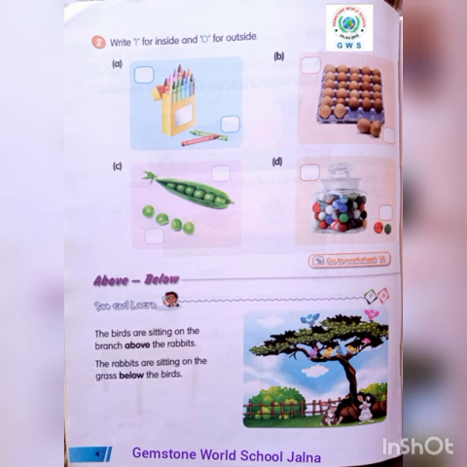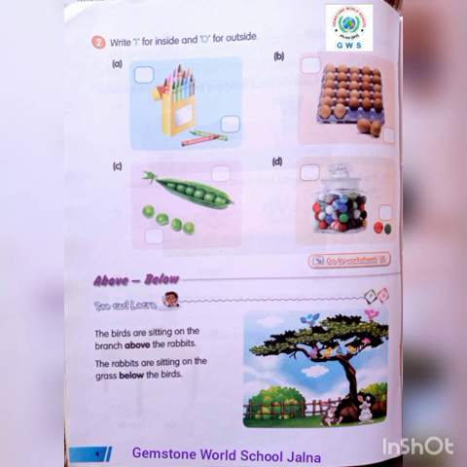Same in B, the eggs are kept inside the case while two eggs are kept outside the case. So you have to write O for outside and I for inside. In C, some green peas are given, some grains are in the pea pod while 4 grains are outside the pod. So you have to write O for outside and I for inside.